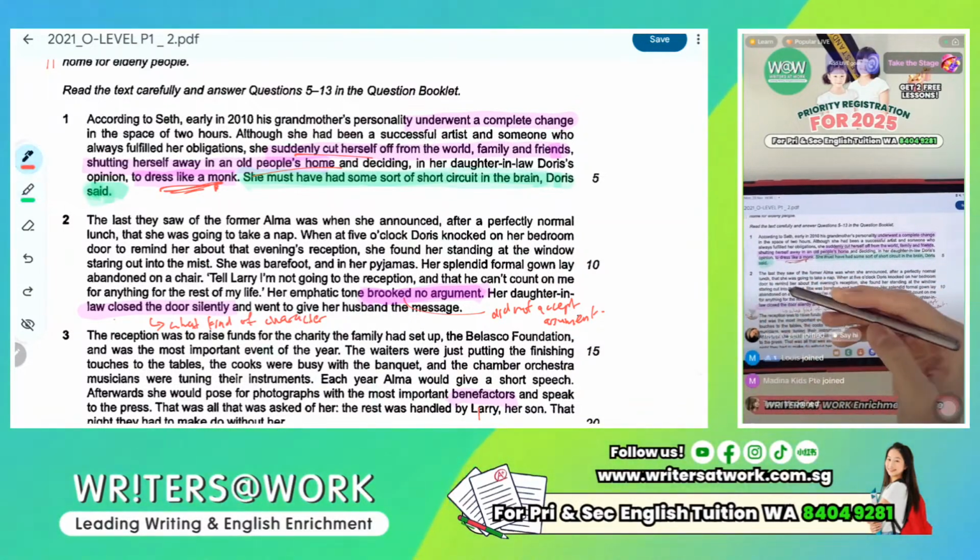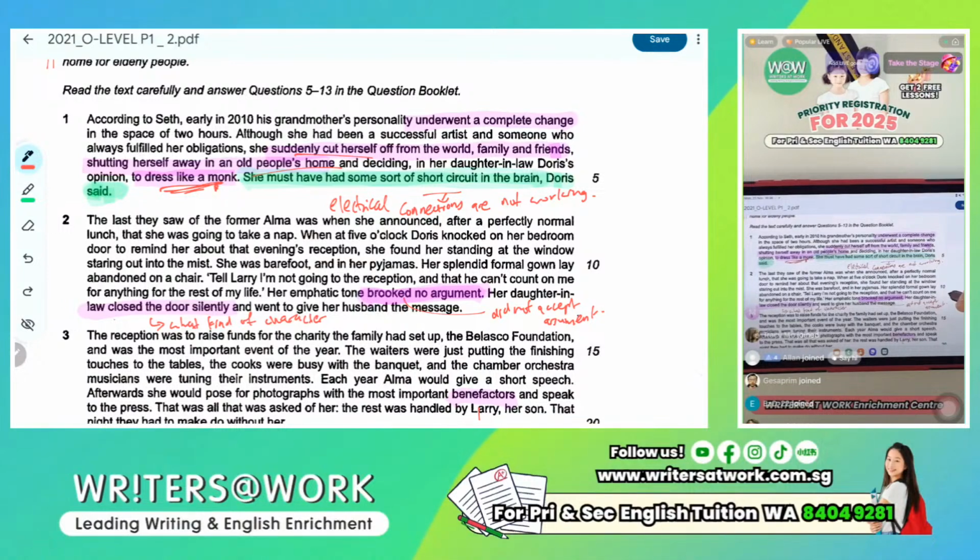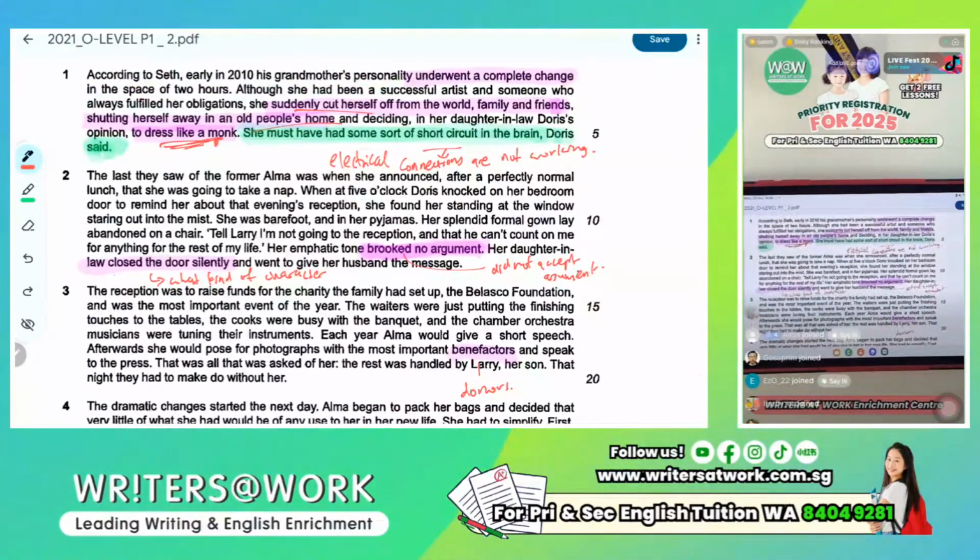So you need to ask yourself, what is a short circuit? Okay, so I searched up the definition. It's basically some kind of electrical connections are not working. So this also refers to some kind of dangerous conditions, right? So with that in mind, when you look at how the electrical connections, or rather the electro neurotransmitters of the brain, are not functioning well, it will lead to very dangerous outcomes, right? She cannot think properly and reason rationally.